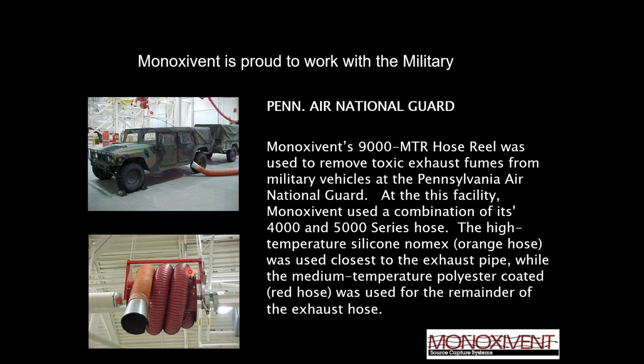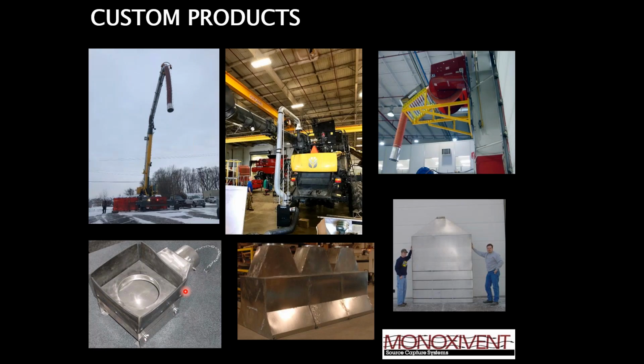All right, again, this is an example. This bottom one is 4,000 and 5,000 series hose combined. So talk about combination hoses. This is a lot of different custom products.